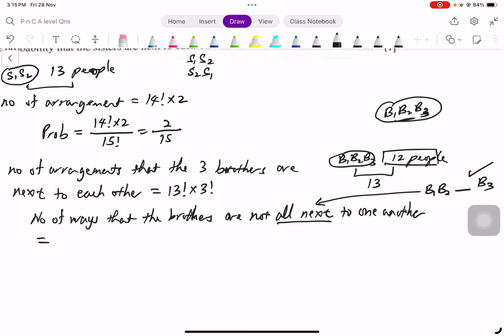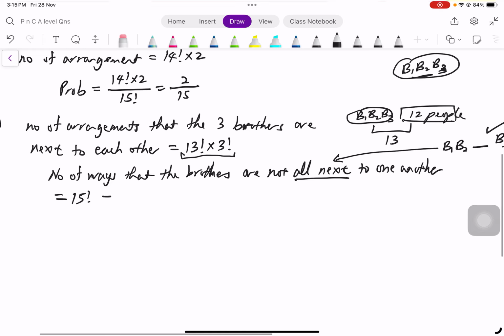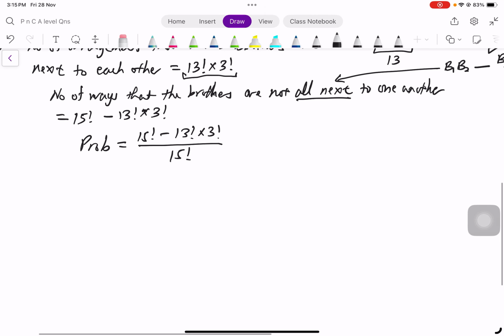Therefore, the number of ways that the brothers are not all next to each other is 15 factorial minus the case whereby all 3 brothers are next to each other, which is 13 factorial multiplied by 3 factorial. Therefore, the probability is 15 factorial minus 13 factorial multiplied by 3 factorial, divided by 15 factorial. This will be 1 minus 13 factorial multiplied by 3 factorial divided by 15 factorial.